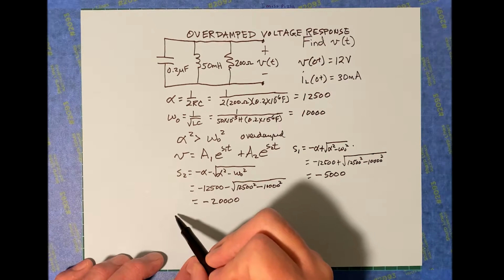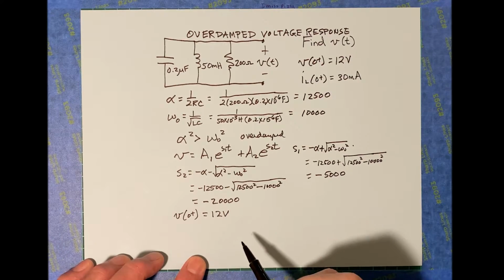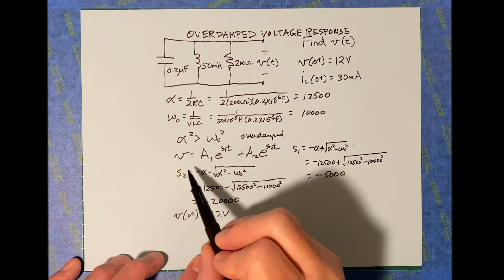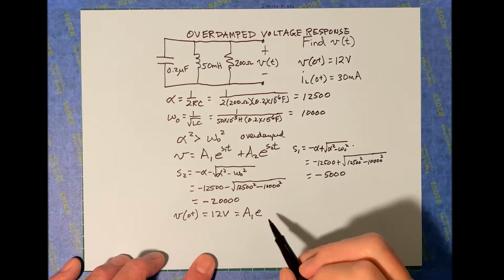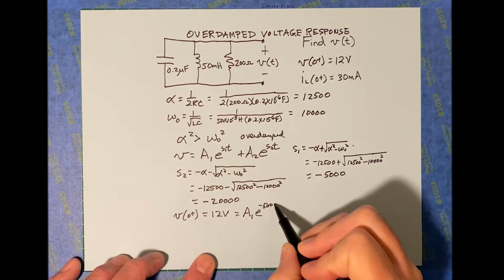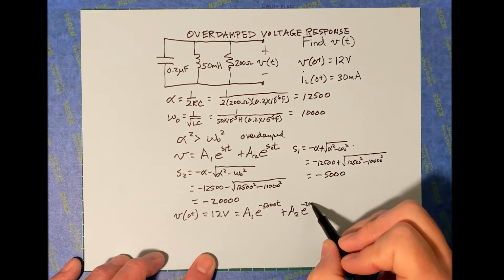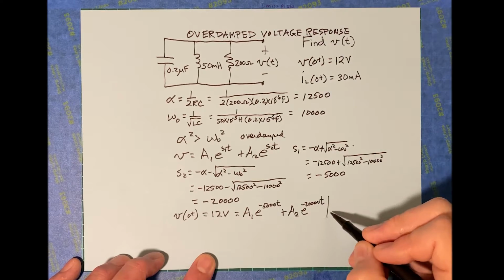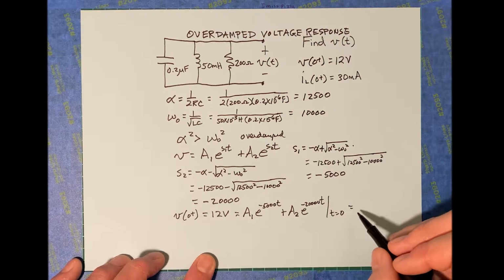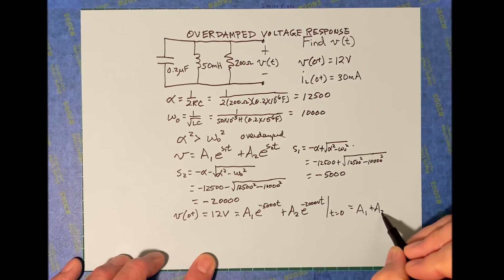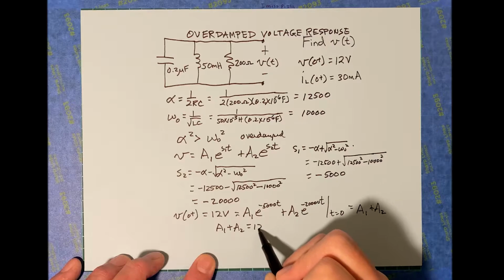We are told that the voltage at 0 plus is equal to 12 volts, so that's given to us. I go back up here and my solution is A1 e to the minus 5,000 t plus A2 e to the negative 20,000 t, and I need to evaluate that at t equals 0. When I do, the exponentials become 1, and I'm left with A1 plus A2. So I've got A1 plus A2 equals 12 volts.